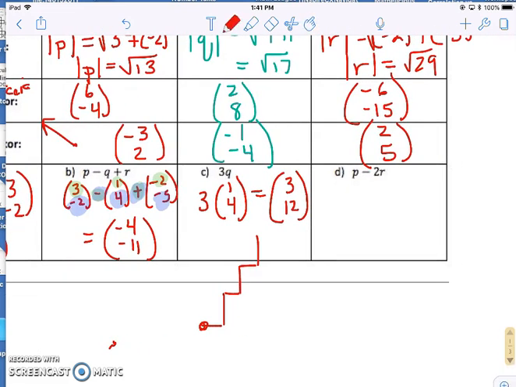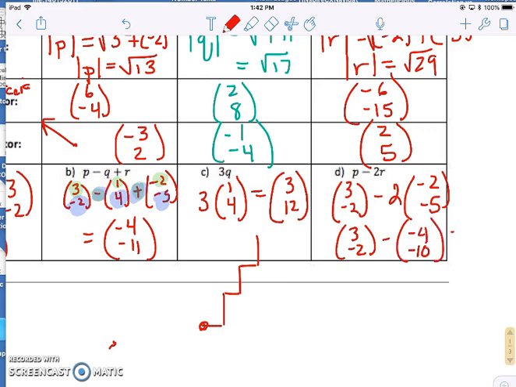And then the last one, p minus 2r. So p is 3, negative 2, minus 2 times our r of negative 2, negative 5. So 3, negative 2 minus, if I double r, we'd have negative 4, negative 10. And then once again, if we take our x's, 3 minus negative 4, that's really 3 plus 4, which is 7. And then we take our y's, negative 2 minus negative 10, so negative 2 plus 10 is 8.